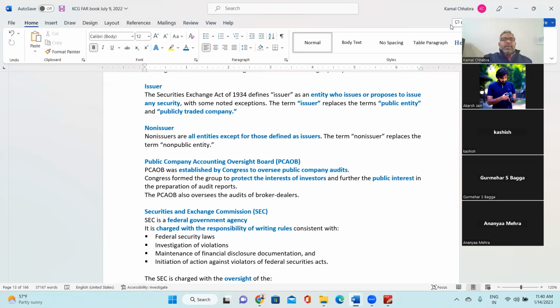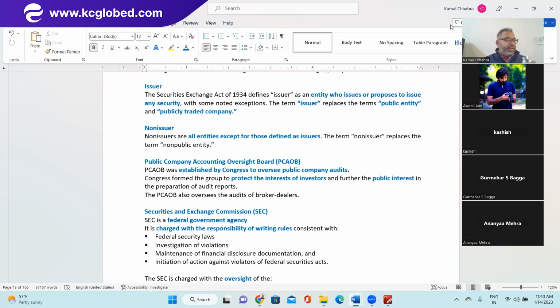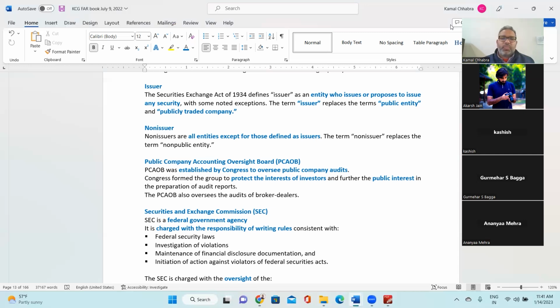Okay, so the next important term is PCAOB, the Public Company Accounting Oversight Board. PCAOB was established by Congress to oversee public company audits, basically. They majorly oversee the CPAs and how the CPAs are conducting their audits. Congress formed the group to protect the interest of investors and further the public interest in the preparation of audit reports. The PCAOB also oversees the audits of brokers and dealers.